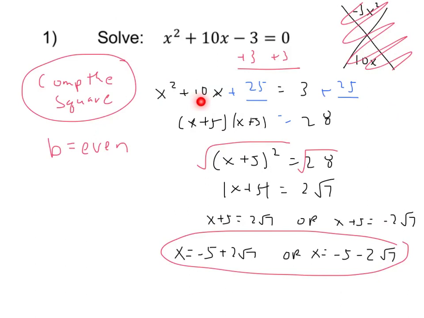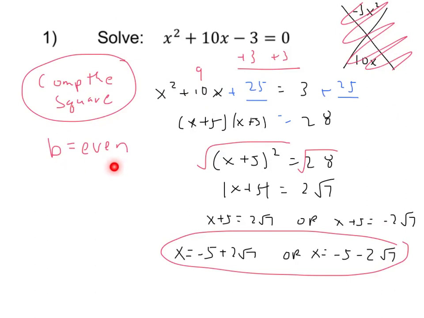If instead of a 10, that was a 9, well, we'd have to take 9, divide that by 2, you get 4.5 or 9 halves, and then you have to square that, and it just gets kind of ugly. It's still possible to do that, but it's just not as easy. So completing the square works the best when your b value is even.